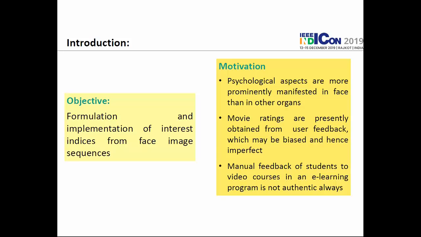Psychological aspects are more prominently manifested in the face, and movie ratings are presently obtained from user feedback, but they may be biased. For example, two friends are going, one friend has rated it, then the other would ask and rate similarly. That's the cause of bias. The other thing is that manual feedback of students through video courses is not always authentic.